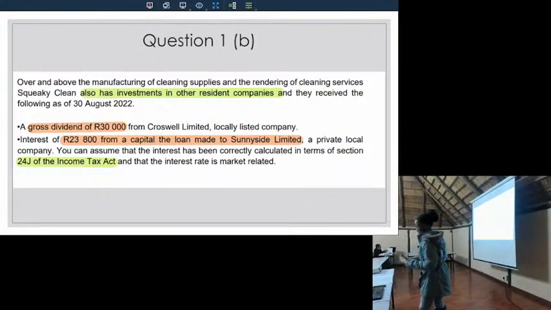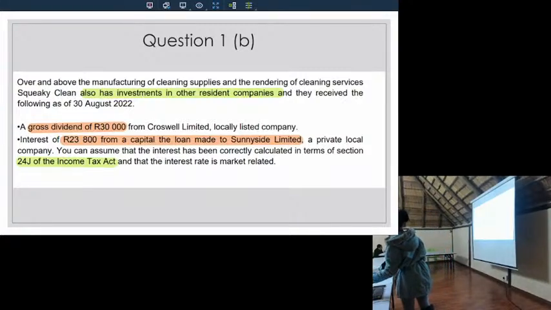Over and above the manufacturing of cleaning supplies and the rendering of cleaning services, Squeaky Clean also has investments in other resident companies, and they have received the following as of 30 August 2022. Right? So other resident companies, we already know that we are dealing with companies that are in the Republic. Are we good? Cool. A gross dividend of 30,000 from Coswell Limited, a locally listed company.